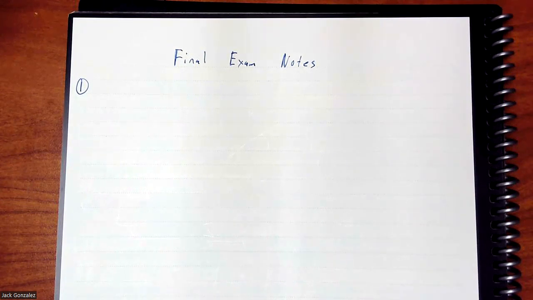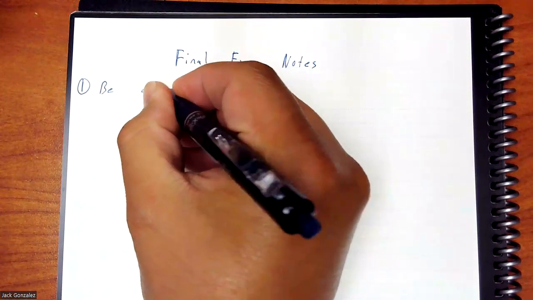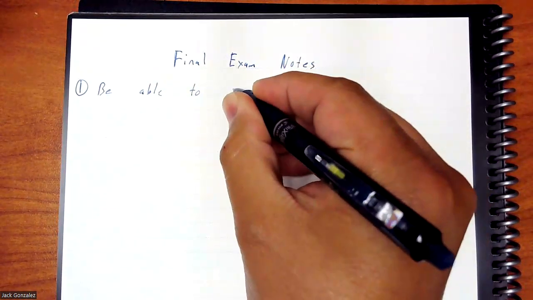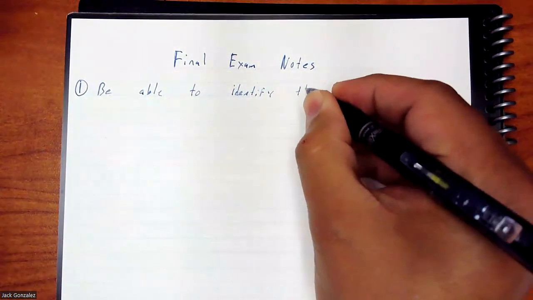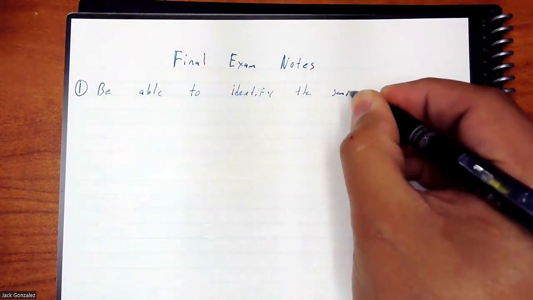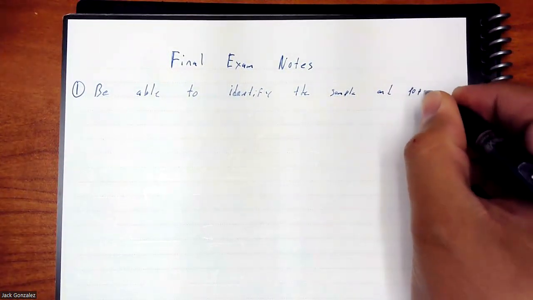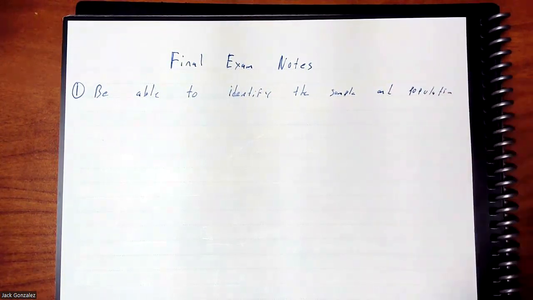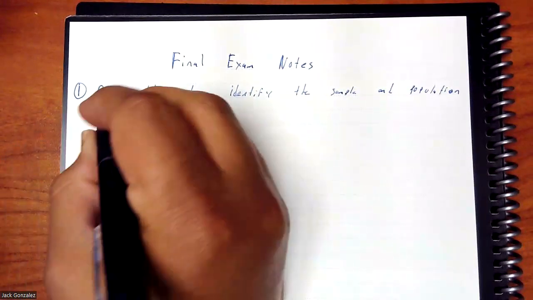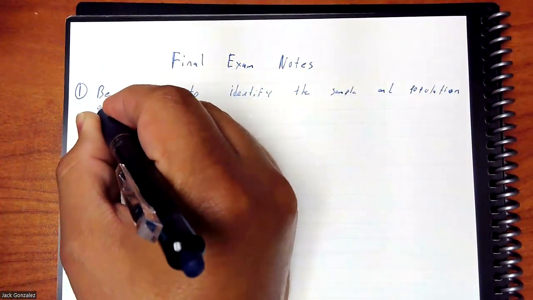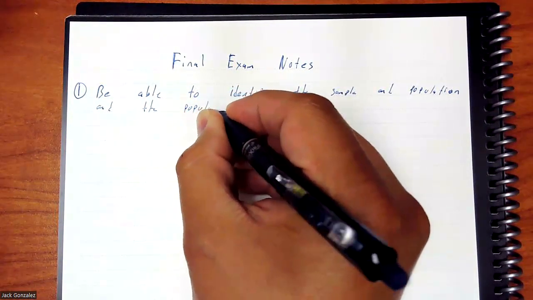So number one, be able to identify the sample and population, and the population of interest. I think that's a phrasing they use in the homework.